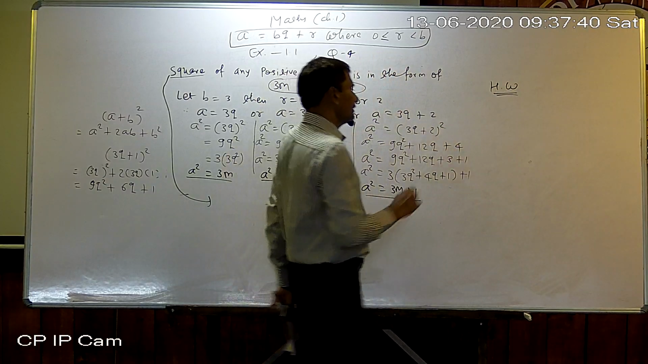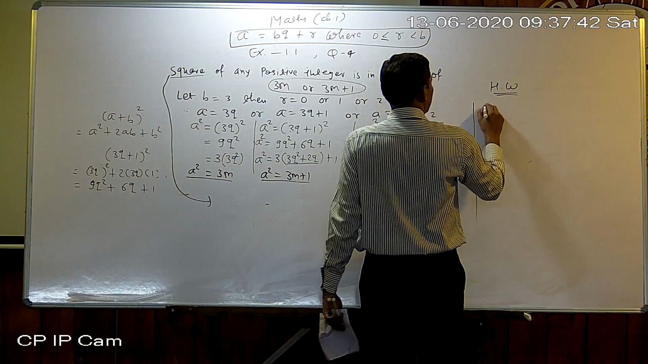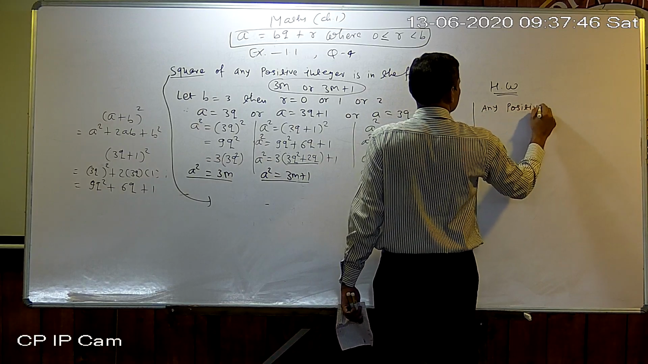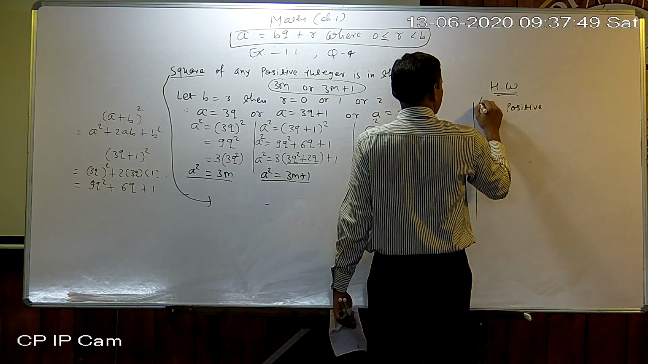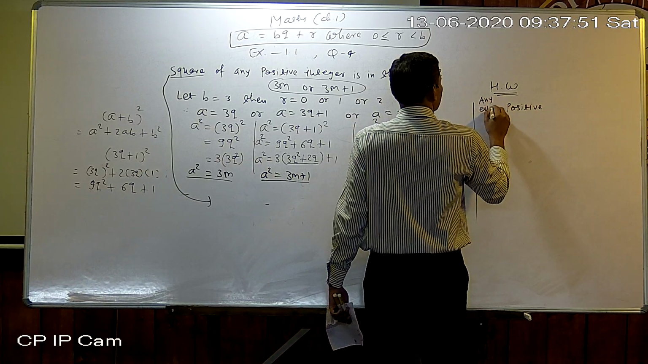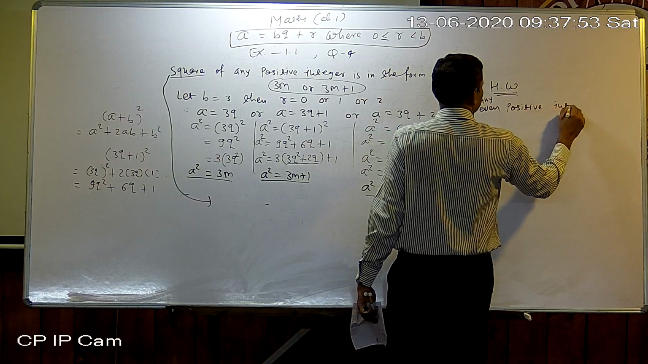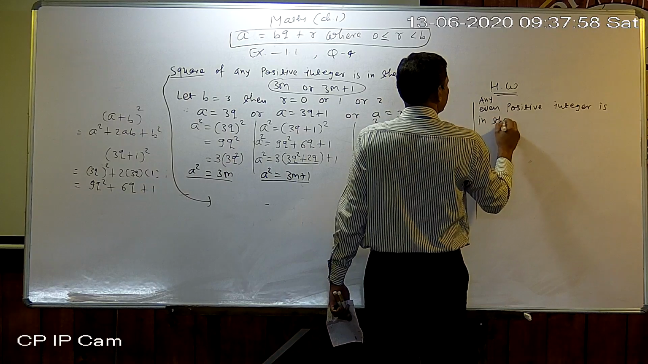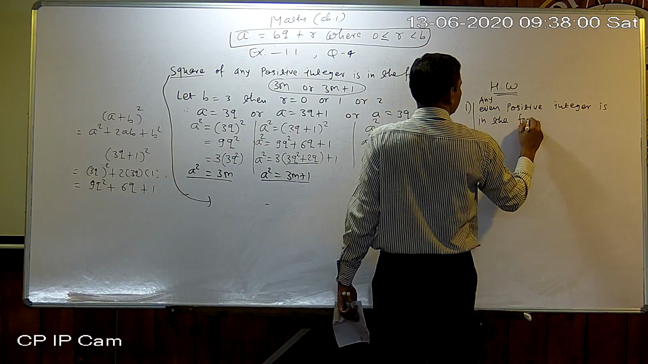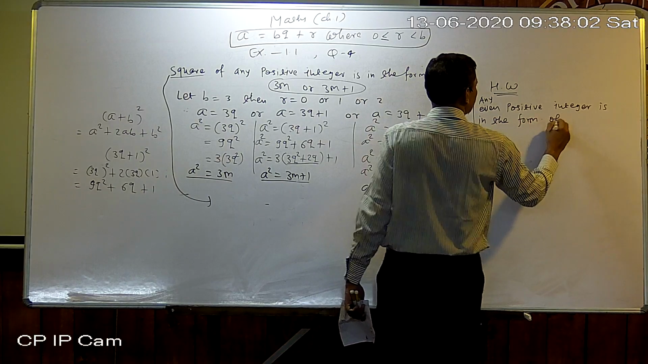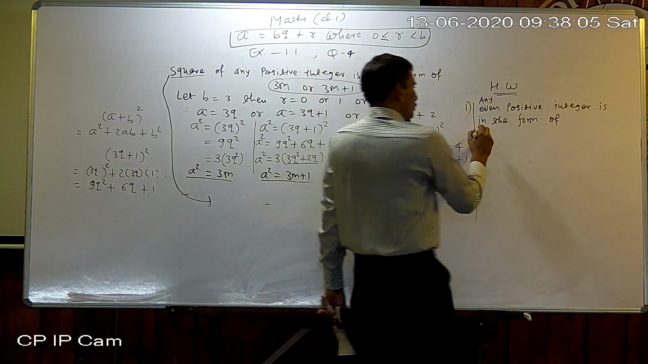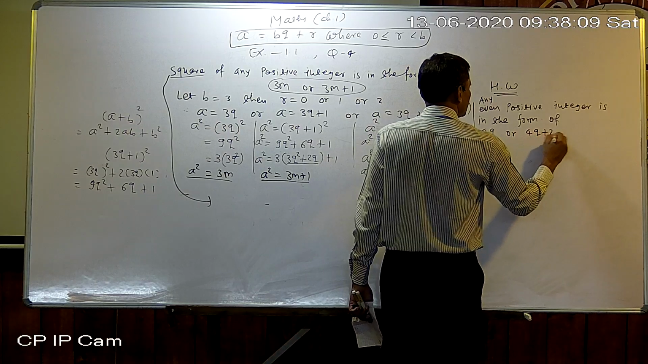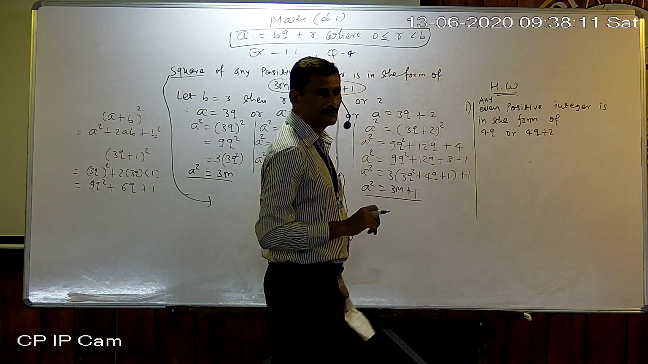Write here: any even positive integer is in the form of 4q or 4q plus 2 only.